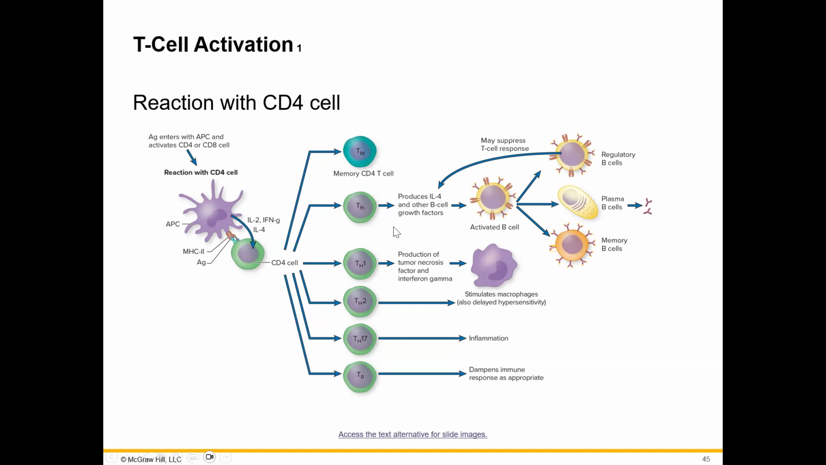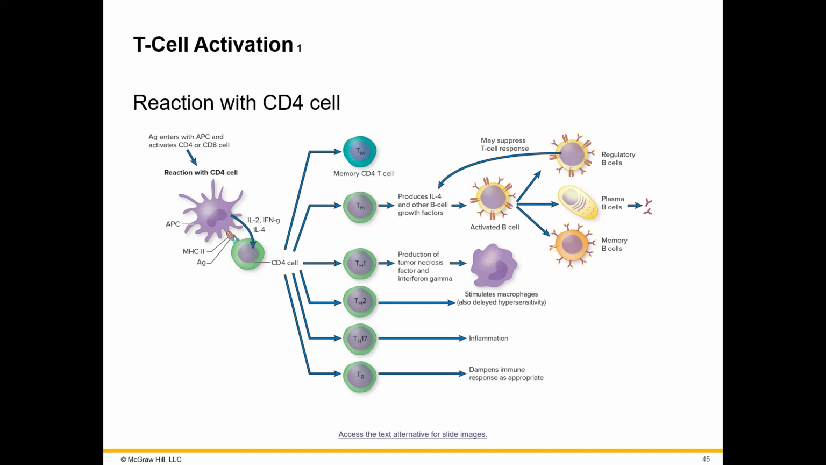The Th17 cells secrete interleukin 17, which leads to the production of other cytokines that promote inflammation. Inflammation is useful, but when excessive or inappropriate, it can lead to inflammatory diseases like Crohn's disease or psoriasis. So Th17 could be playing a critical role in those conditions.